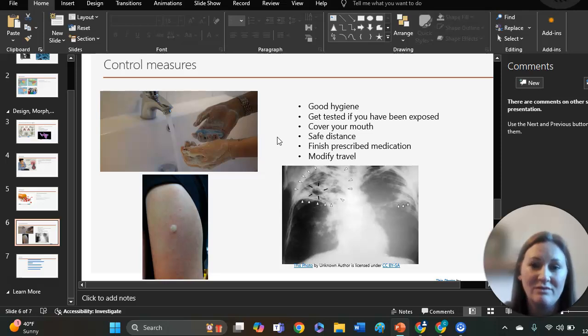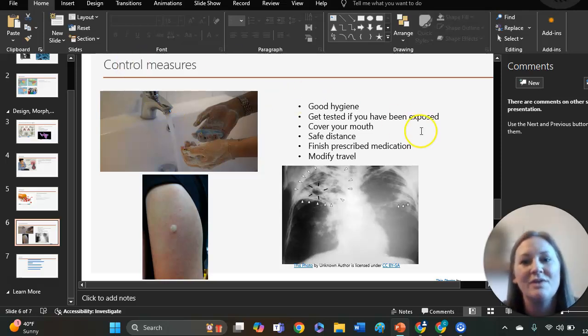So some control measures would be practicing good hygiene is the first one. You need to wash your hands. If you cough on your hands, you want to cover your mouth, specifically because we don't want to spread it, because you're stopping the respiratory virus from transferring to somebody else. You want to get tested if you've been exposed. So it's important, if you've been around someone who has it, to get tested so that way you can get on antibiotics and you don't have the chance of it turning to active and you getting sick and getting other people sick.